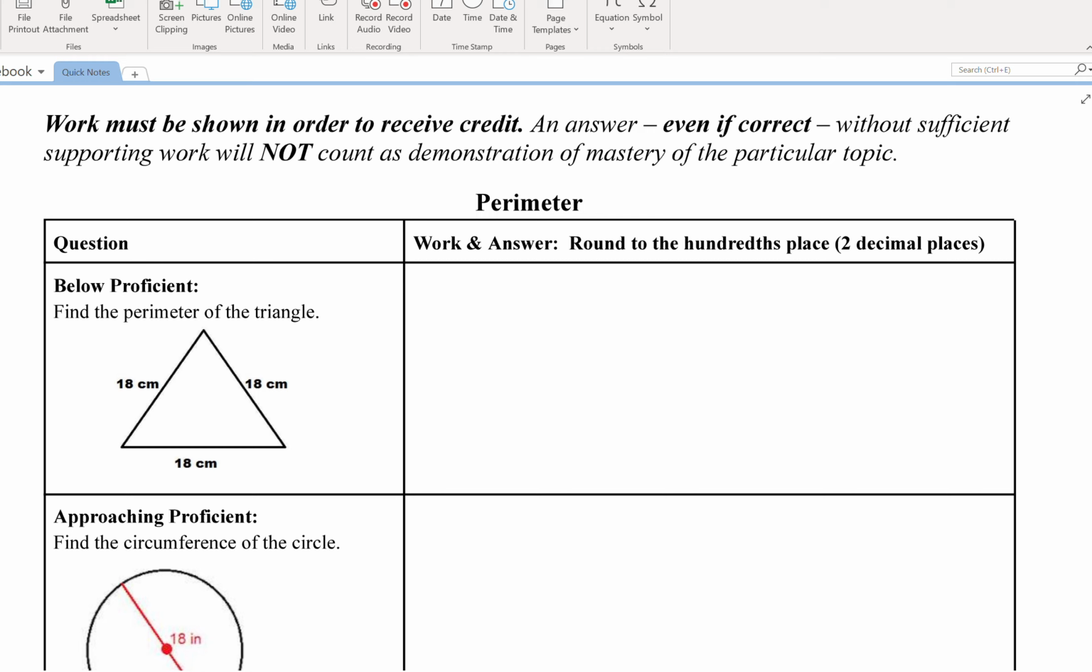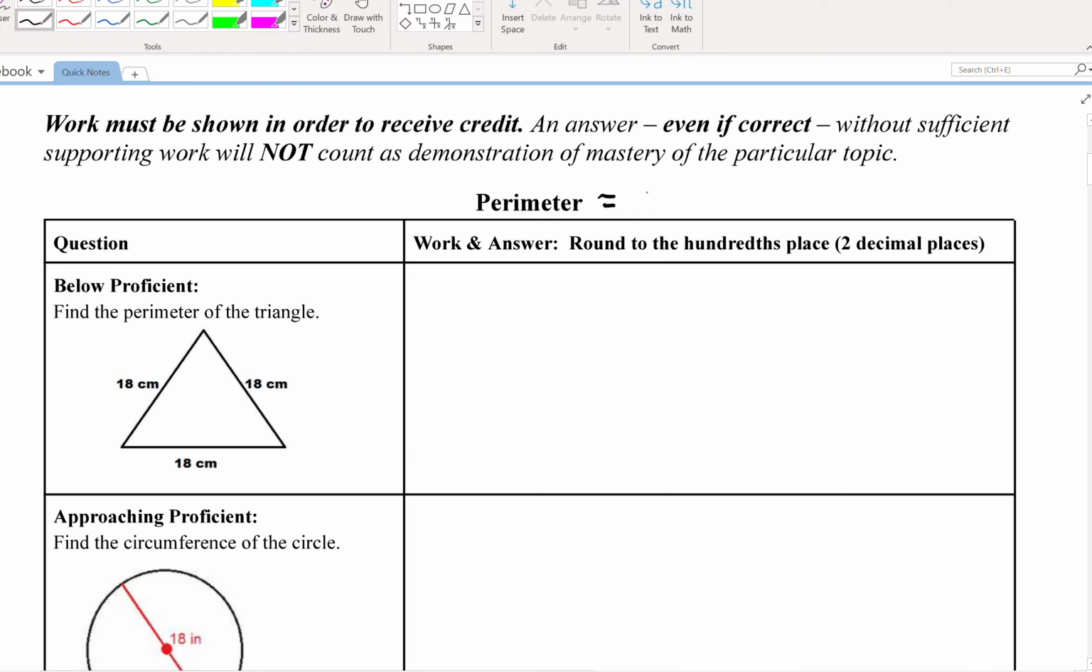One of the things you need to know about perimeter is that the perimeter is the distance around an object, a figure, a polygon, whatever it is. We'll say the distance around a two-dimensional object. So a flat object. In this case, it's just the sum of the sides.